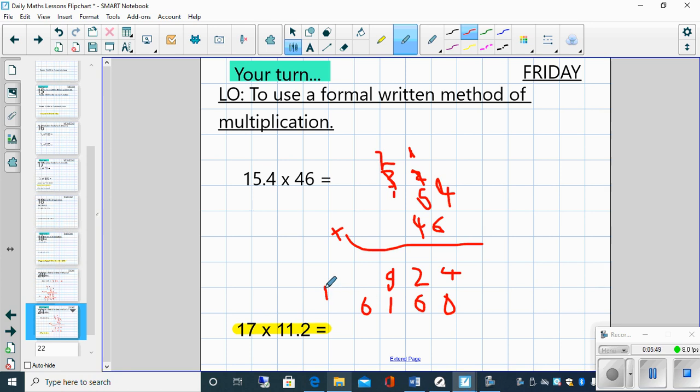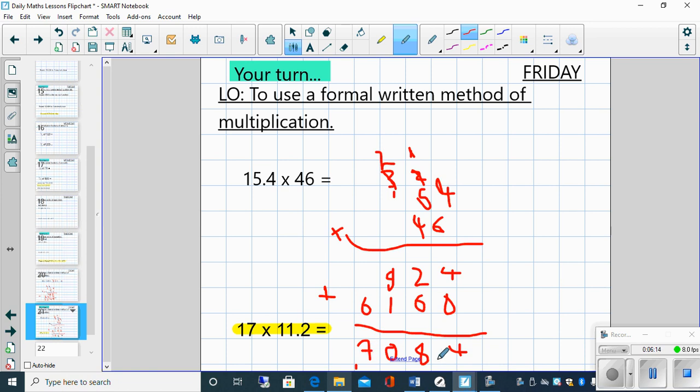And we need to add those together. 4 plus 0 is 4. 6 plus 2 is 8. 9 plus 1 is 10. So we put the 0 there and exchange the 1. 6 plus 0 is nothing, plus the 1 is 7.